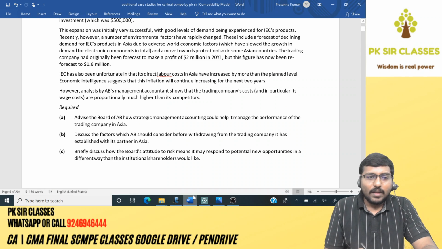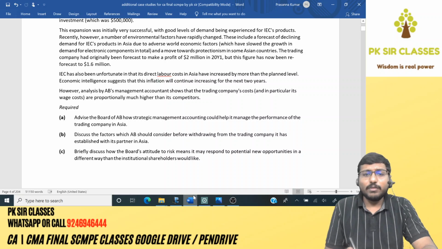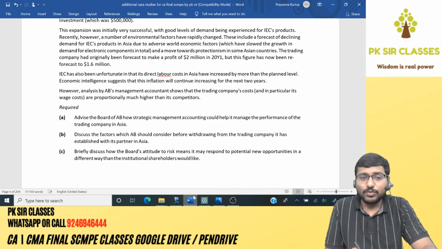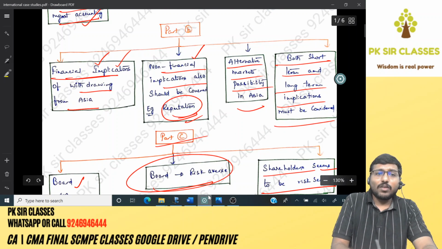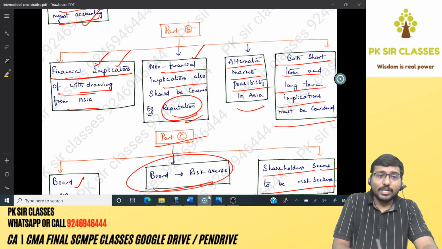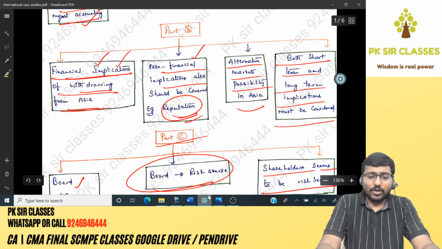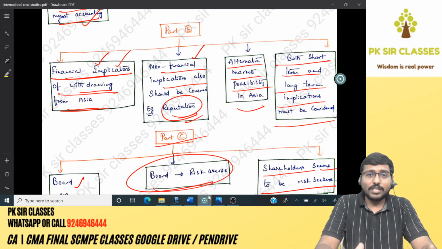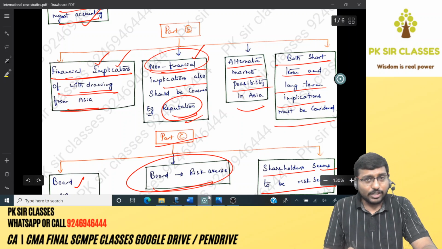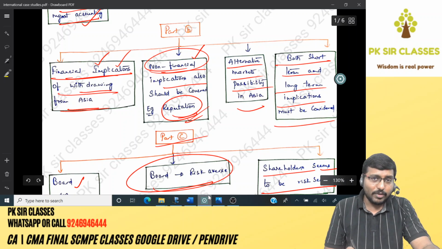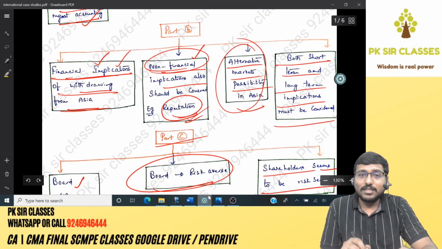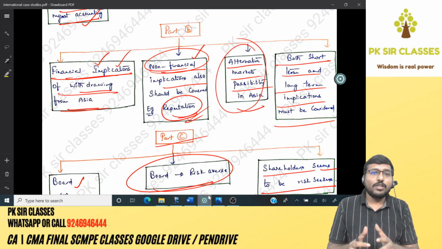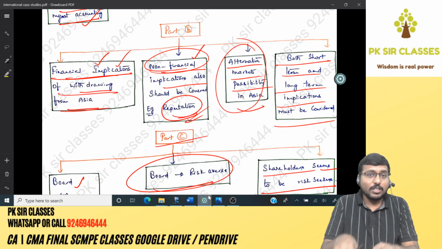Now look at B. Discuss the factors which AB should consider before withdrawing from the trading company it has established with its partner in Asia. Okay. Now, what are all the tips and tricks that you can have, the clues? First of all, try to write points regarding the financial implications of withdrawing from Asia. If you withdraw from that particular Asian market, what are all the financial implications? Write non-financial implications also. For example, reputation. What will happen to your reputation? All those things. See whether there are any alternative market possibilities in Asia apart from the market which you are trying to withdraw from. So your answer should cover these points as well.